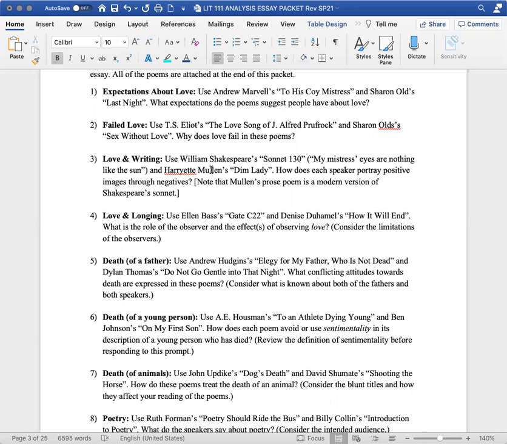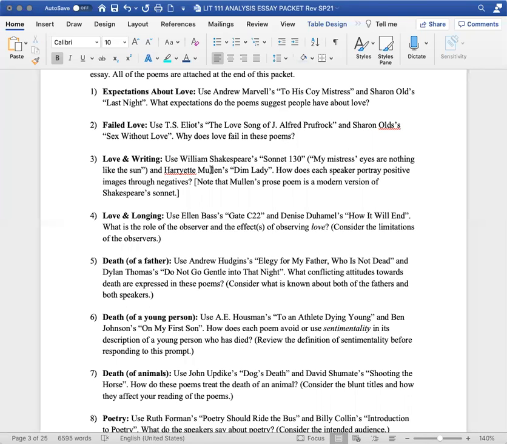So it's not a parody, but it is a modern version. She has taken that sonnet and has written her own version of it, but you'll see that they're very similar. And it's interesting, you might note that one is a prose poem, one is a sonnet, and see if that makes any difference in how they achieve their message, right?